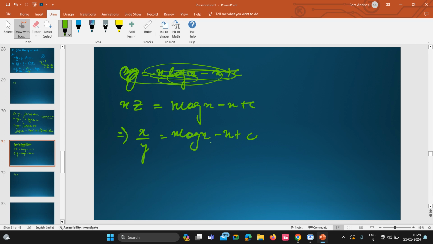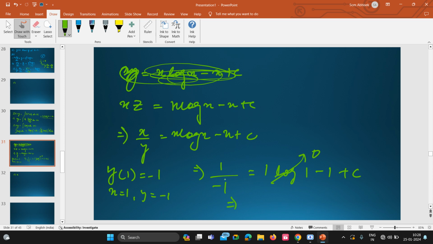Now what is the question? Now, for y(1) is equal to minus 1, that means when x is equal to 1, y is equal to minus 1. So 1 by minus 1 is equal to 1 log 1 minus 1 plus c. That log 1 is 0, minus 1 equals minus 1, so c is actually 0. So x by y is equal to x log x minus x.